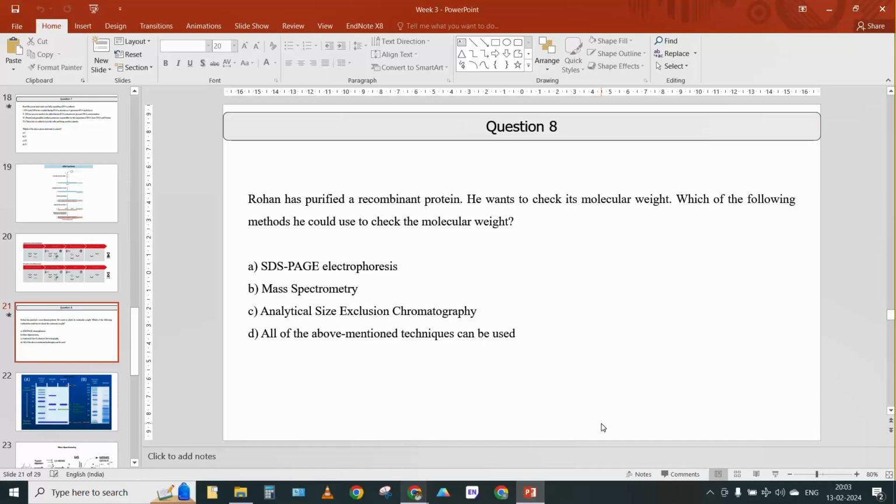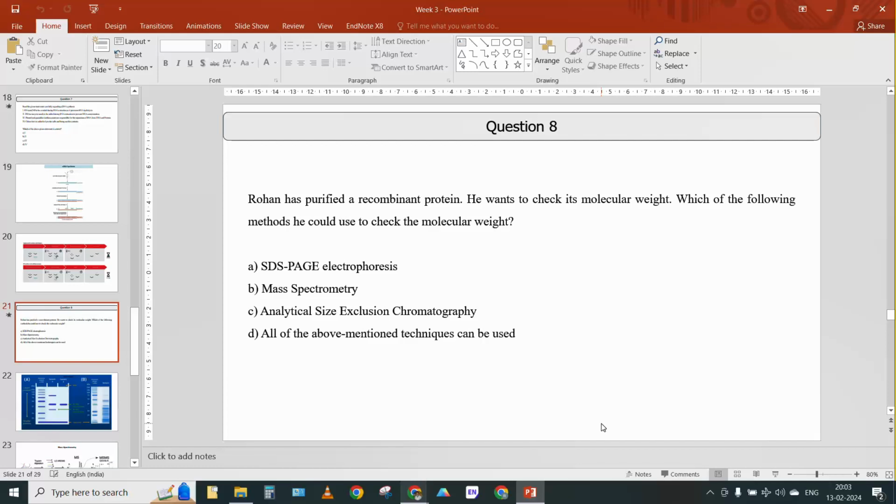And anything else? No. Okay, so let me ask, what is the full form of SDS-PAGE? The explanation was damn correct. Sodium dodecyl sulfate, polyagarose gel electrophoresis. No, it is not polyagarose, it's polyacrylamide gel electrophoresis. Sorry, I got confused with agarose gel electrophoresis. Yeah, so option D is the right one.